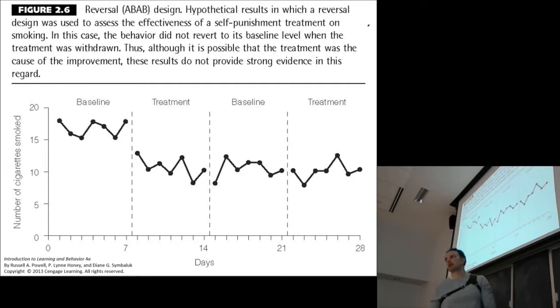Oftentimes a reversal procedure is used. Sometimes you can't use a reversal procedure, right? So sometimes there's certain treatments that cannot be reversed. One of the classic ones for changing behavior is brain surgery for epilepsy, where you remove the part of the brain that is causing the epileptic seizures. That is a single subject treatment, but you can't put the brain back in to see if the epilepsy seizures come back. But you still want to know if the treatment was successful. So sometimes you cannot reverse the treatment.